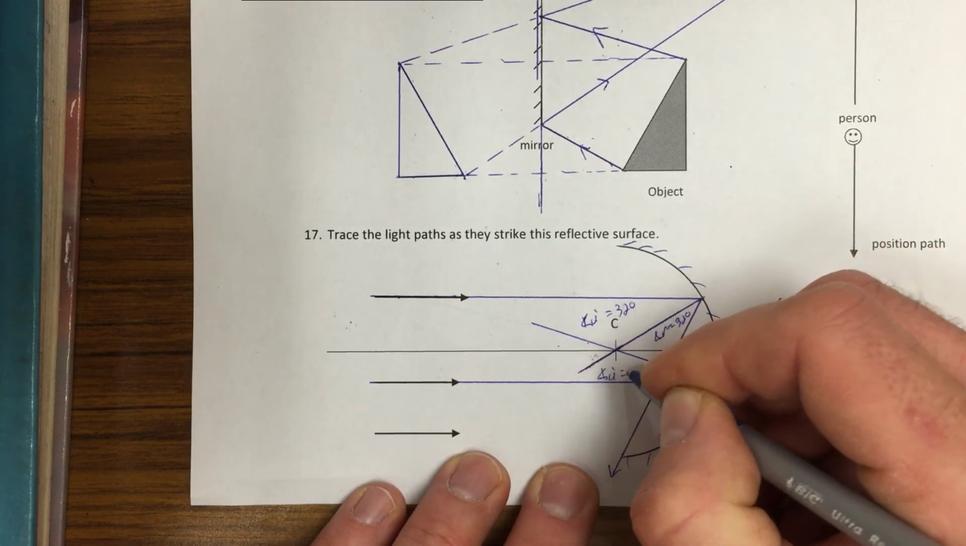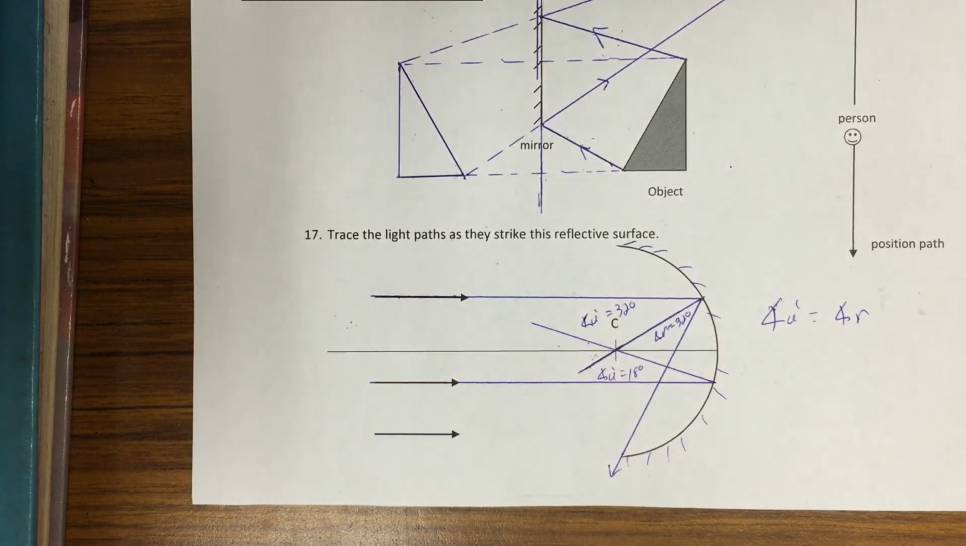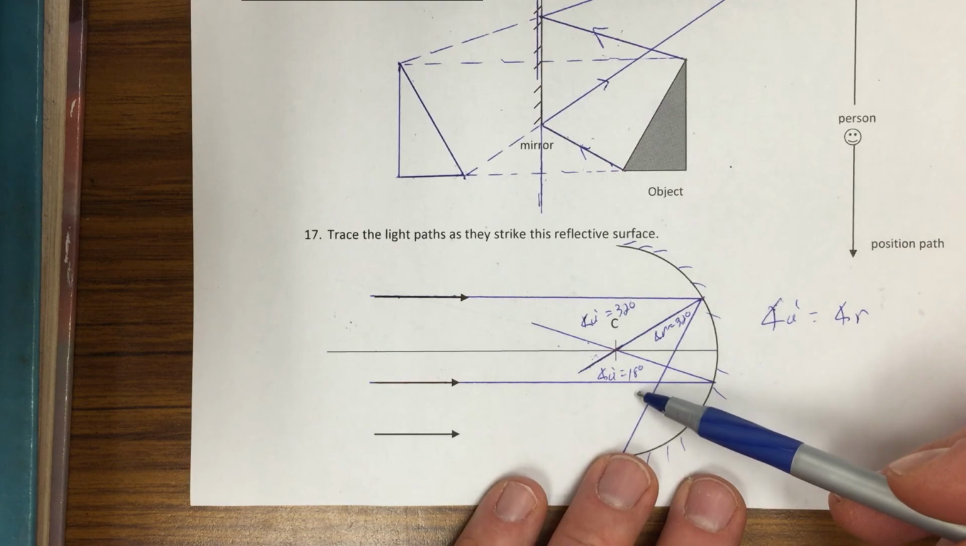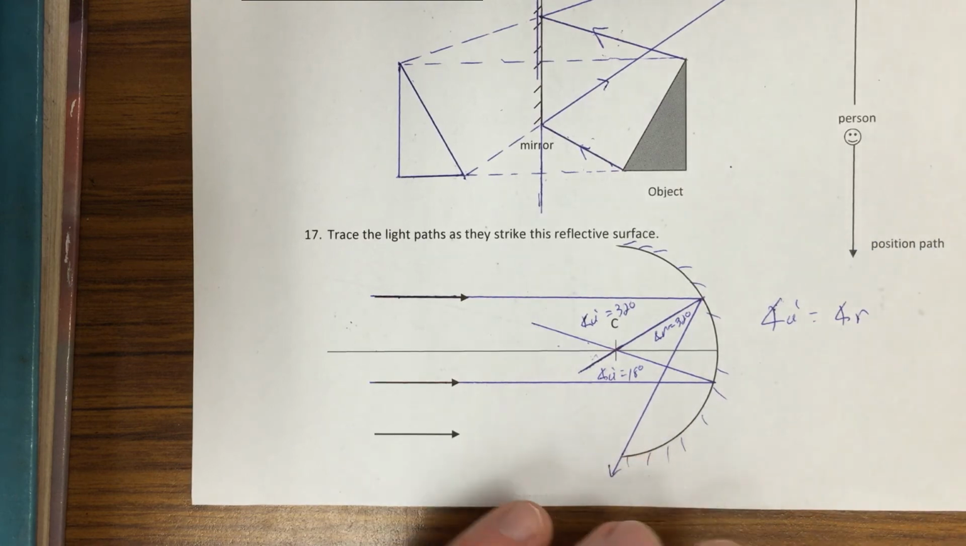So I have an angle I equal to 18 degrees. What would my angle R be? It's 18 degrees. And where would it be? On the opposite side of the normal. So we're down below the normal here. We have to go above the normal next. So we have to do 18 degrees on the opposite side of the normal.